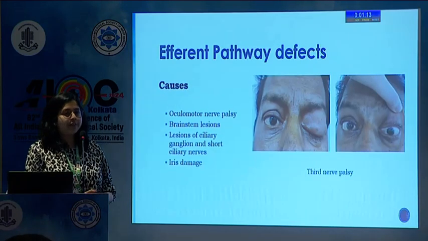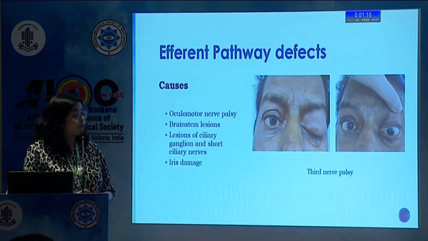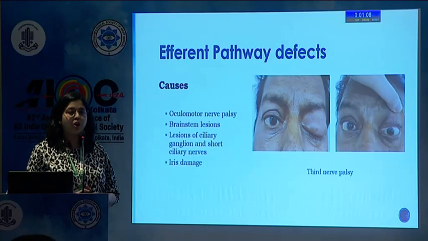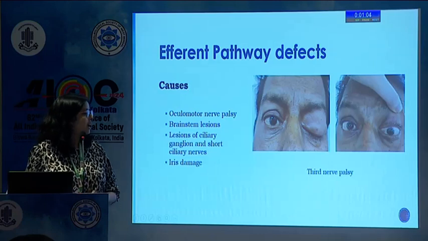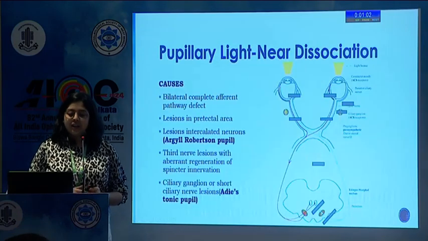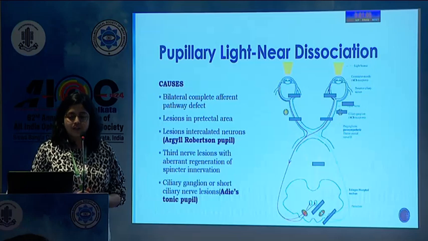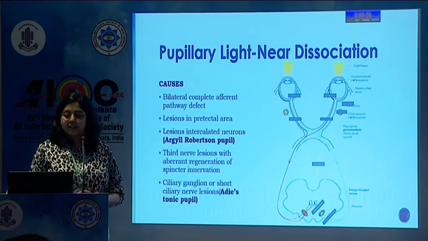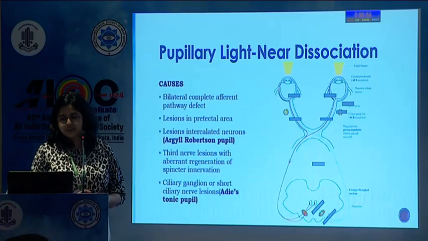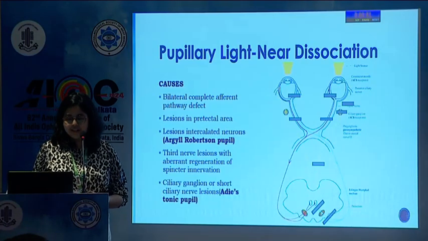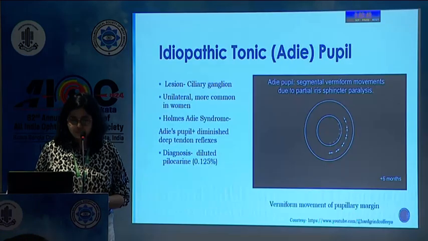Next are the efferent pathway defects, which usually present with anisocoria. The most common cause is oculomotor nerve palsy. Compressive lesions of the oculomotor nerve usually have pupillary involvement. Then the pupillary light-near dissociation, in which the light reflex is absent and the near reflex is present. These are the various levels at which the lesion can occur.